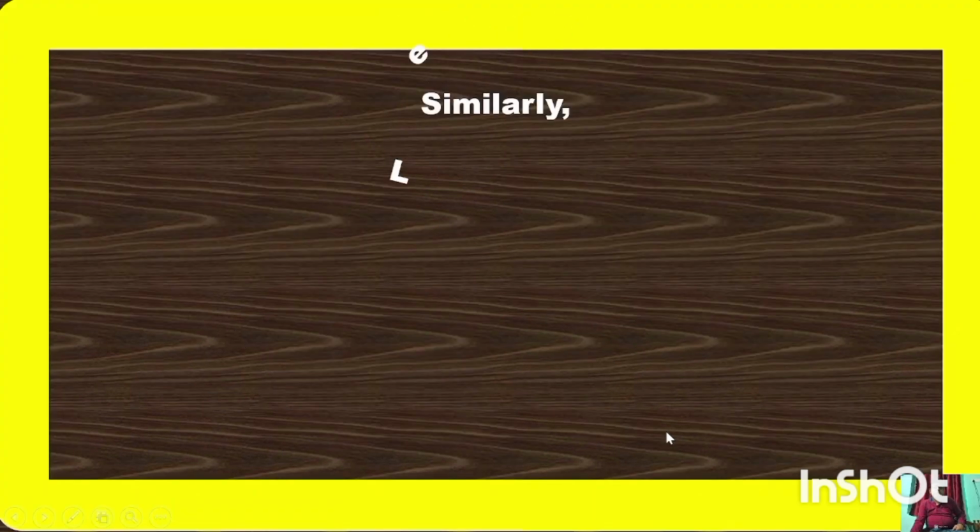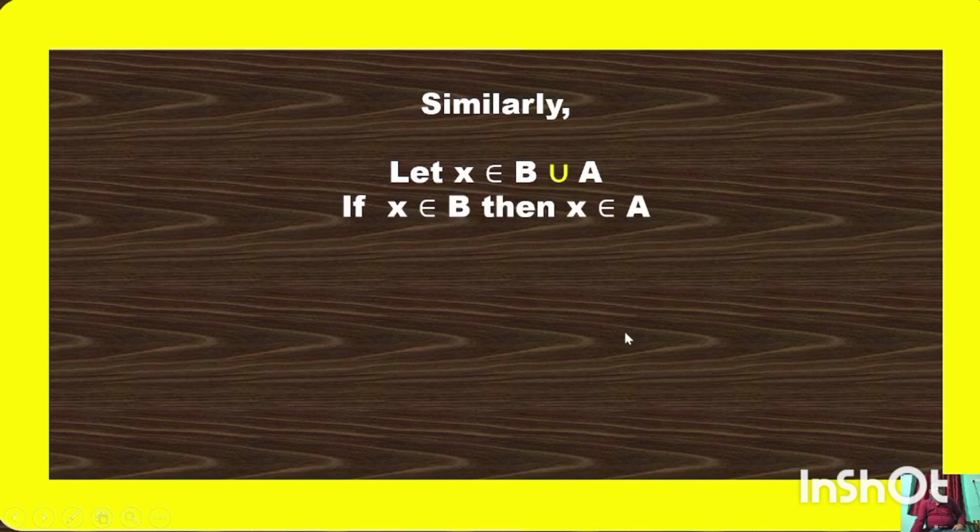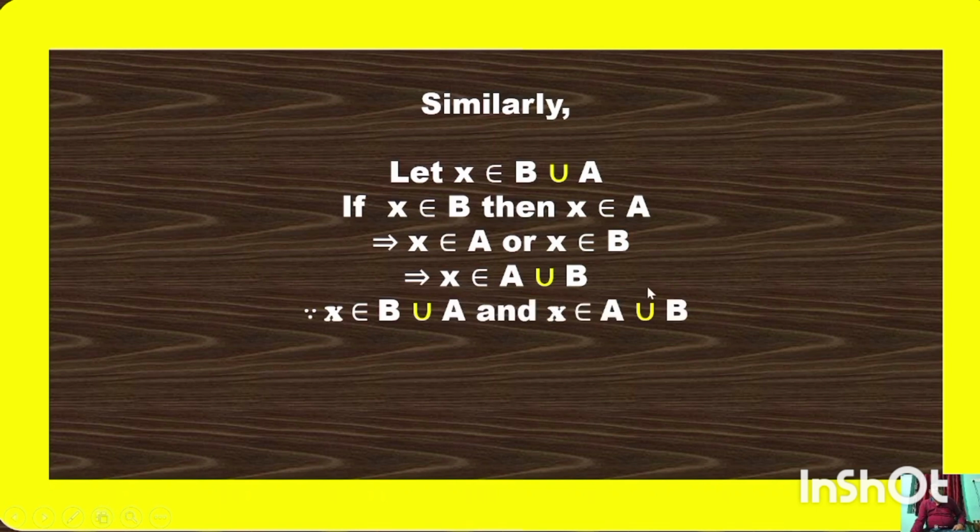Okay. Similarly, we can prove it. Let X belong to B union A. X belongs to B union A means X belongs to B or X belongs to A. It means X belongs to A or X belongs to B. X may be an element in the set A or in the set B, because in a union set, the element is either in the set A or in the set B. It means X belongs to A union B. Thus, since X belongs to B union A and X belongs to A union B, it is clearly understood that B union A is also a subset of A union B.